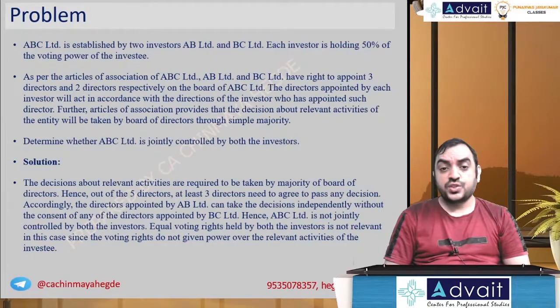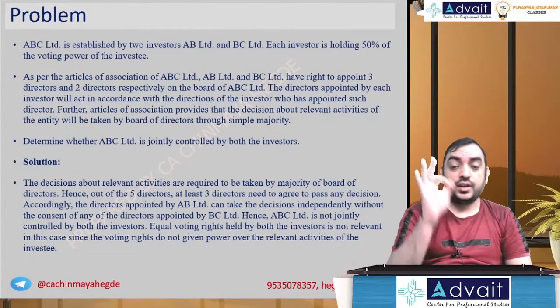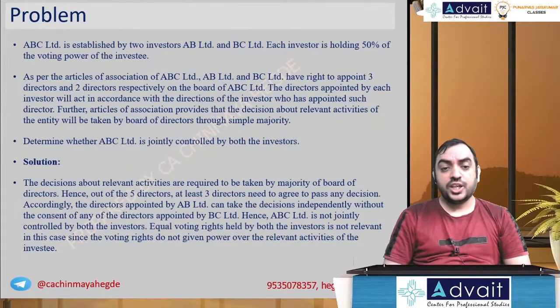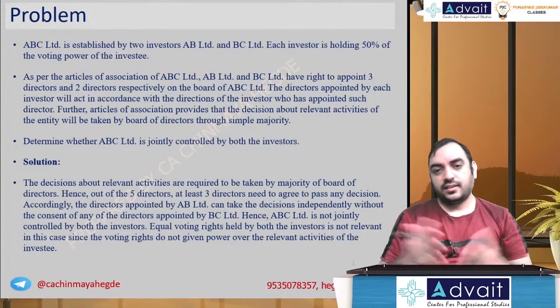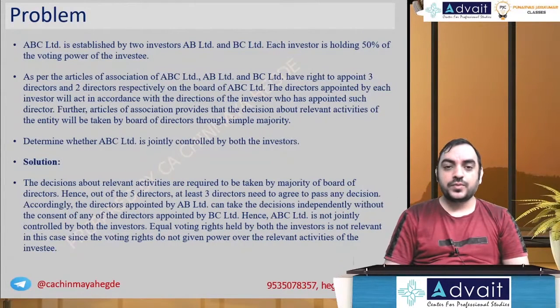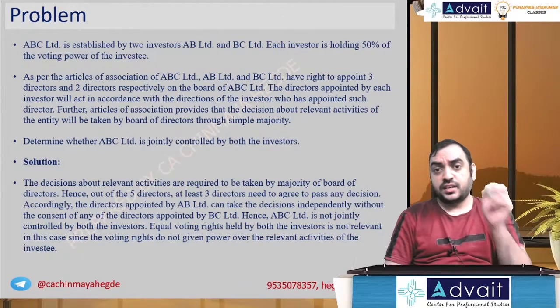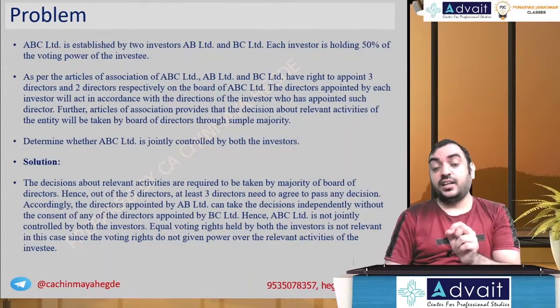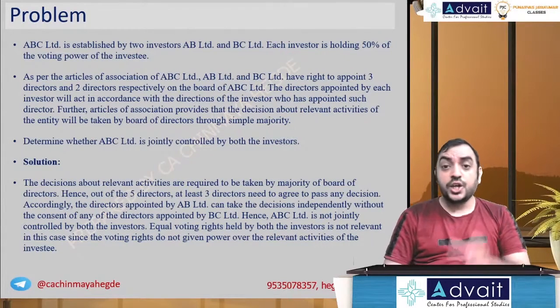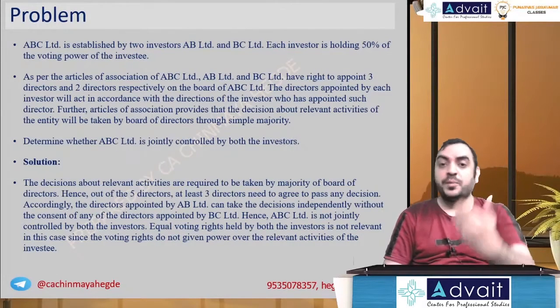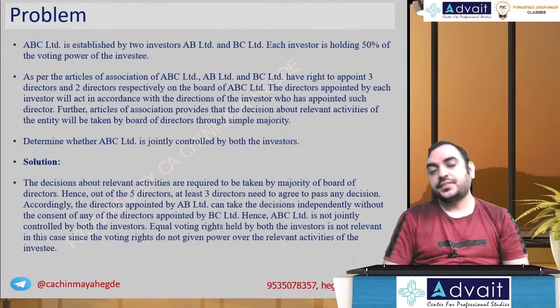Further, the Articles of Association provide that decisions about relevant activities will be taken by the board through simple majority. Is ABC Limited jointly controlled by both the investors? Straightforward answer actually. The fact that both of you have 50% voting share does not matter, because decisions about relevant activities are taken by the board of directors.